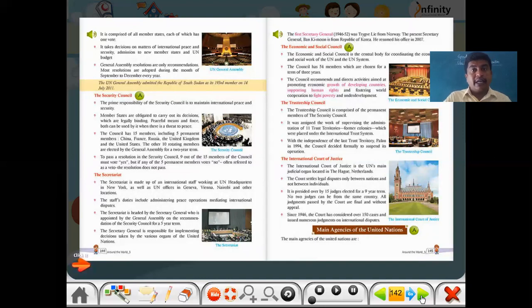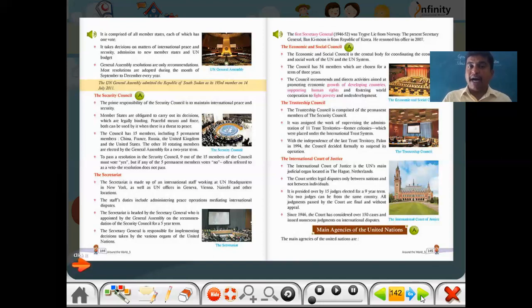How? Before taking a question, which are those permanent countries in the UNO? They will take major decisions in the world's countries. China, France, Russia, the United Kingdom and the United States are the 5 permanent members of the Security Council. The rest are 10 rotating members. Among the rest of the 10, India is also one of them. The other 10 rotating members are elected by the General Assembly for a term of 2 years. To pass a resolution in the Security Council, 9 out of 15 members of the Council must vote yes.